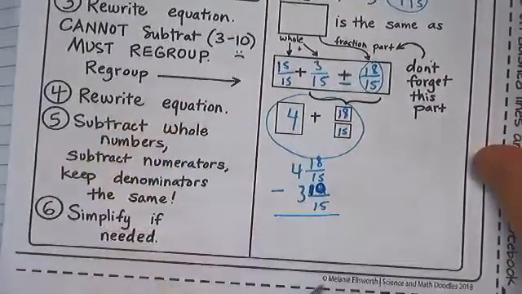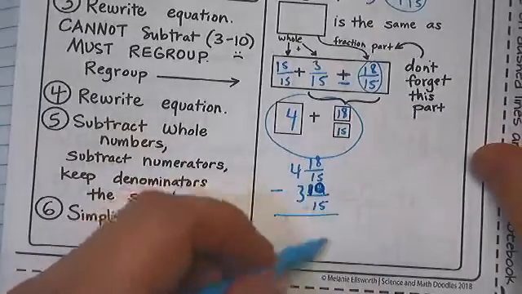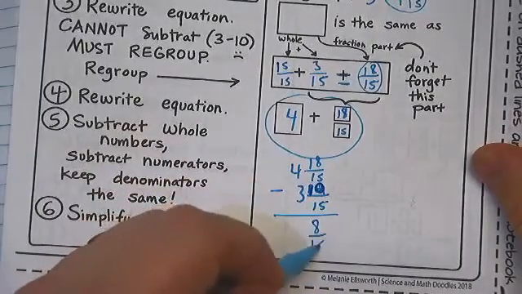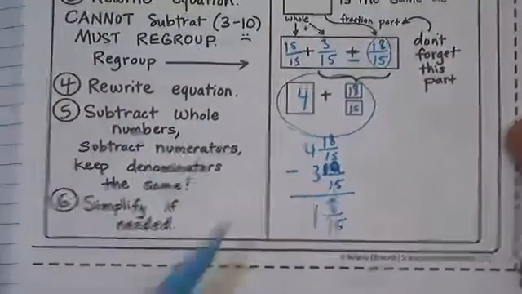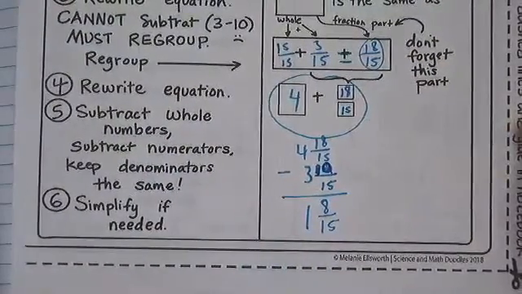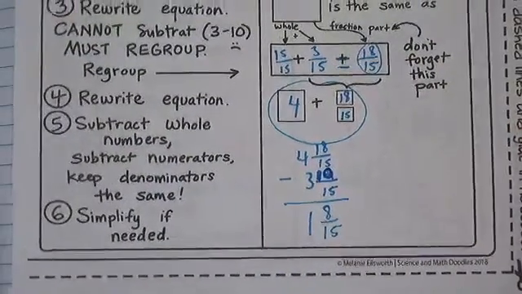So now we can subtract the numerators. 18 minus 10 is 8. That's 8/15ths. 4 minus 3 is 1. Okay, and simplify if needed. There's no simplification needed here. All right.